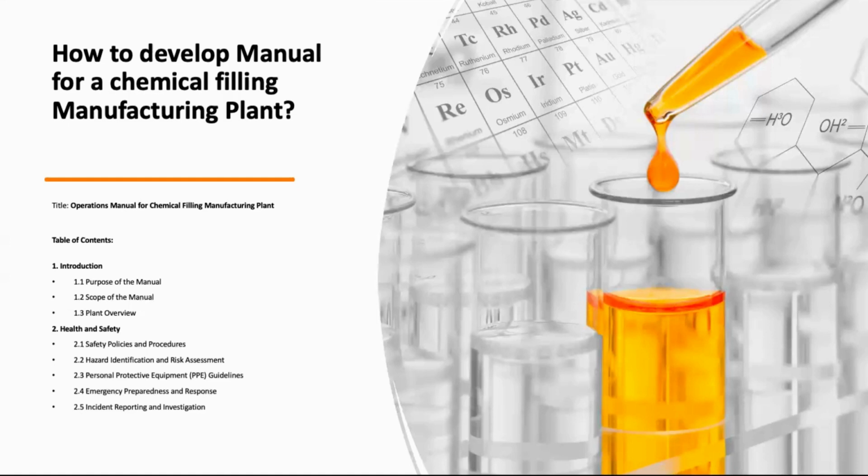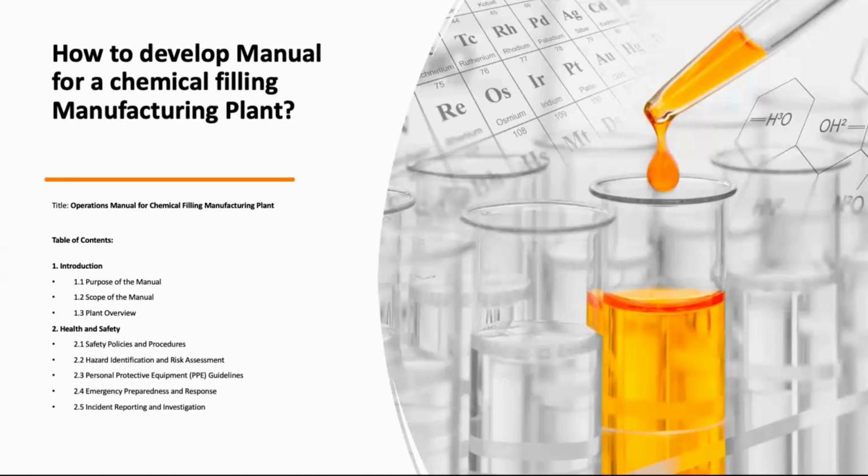In part 2, you will address health and safety issues and provide a brief detail of your manufacturing plant in this section. So it has 2.1, safety policies and procedure. In this part, you will mention already existing safety policies and procedure in your organization.